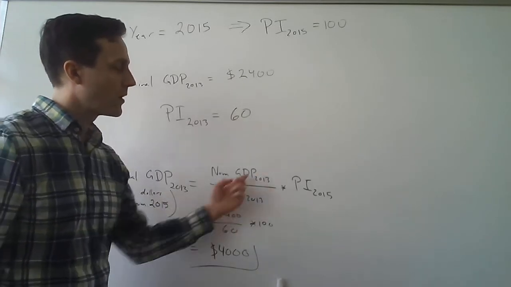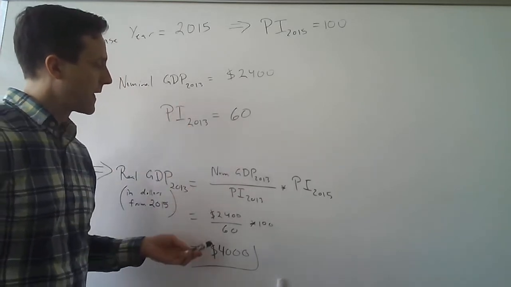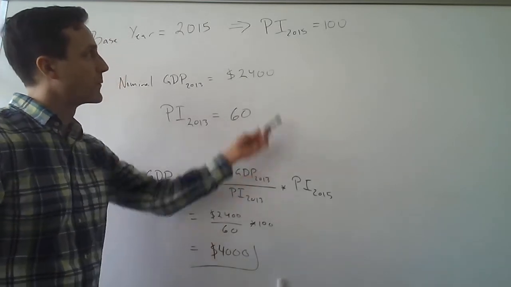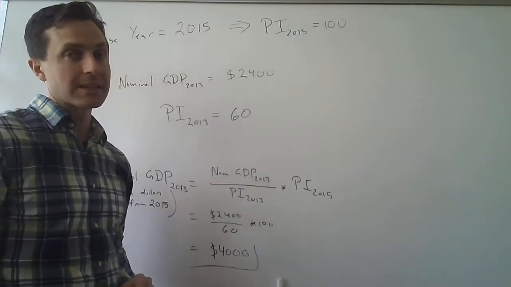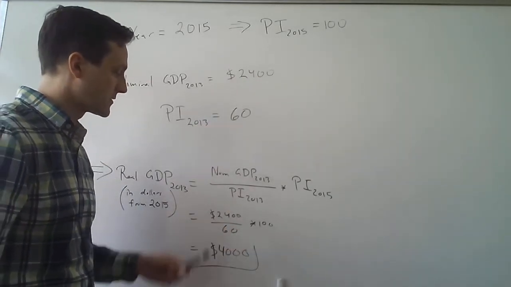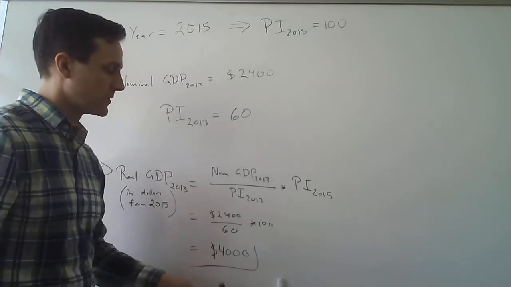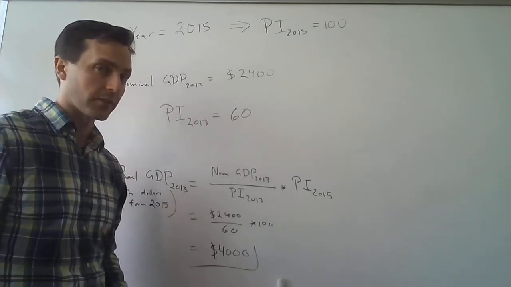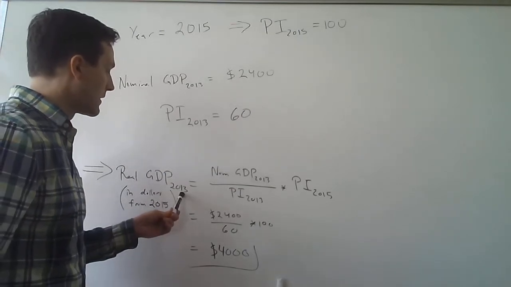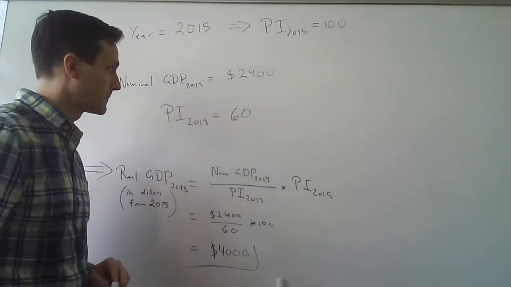Right? And of course, we know all these values here in this formula, right? Nominal GDP is $2,400 in 2013, and the price index in 2013 we know is 60. And we figured out that since 2015 is the base year, the value of the price index in 2015 is 100. And so we have all these numbers here. So it's $2,400 divided by 60 multiplied by 100. And when you do the math, you find out that that's $4,000, right? So we see that real GDP in 2013 is $4,000 denominated in dollars from the year 2015, right?